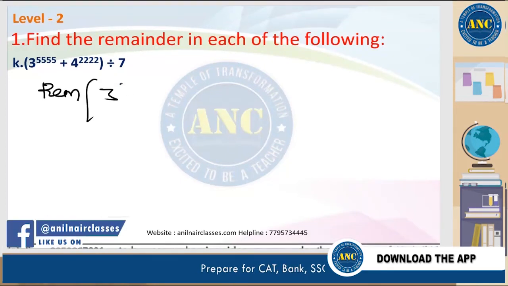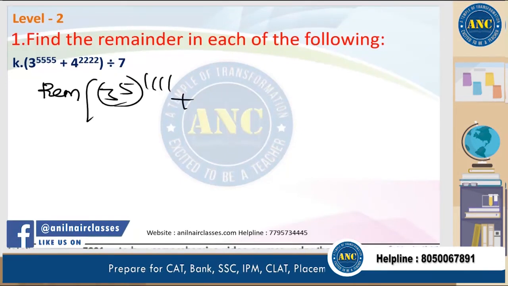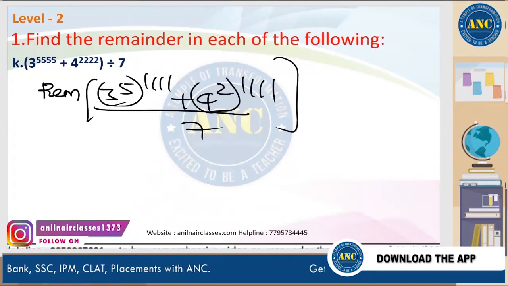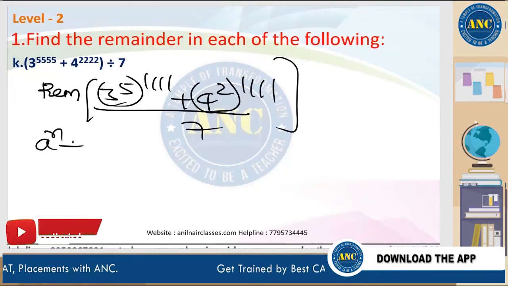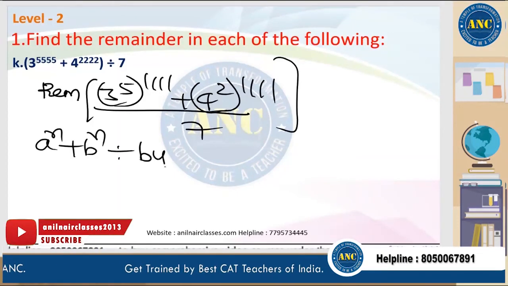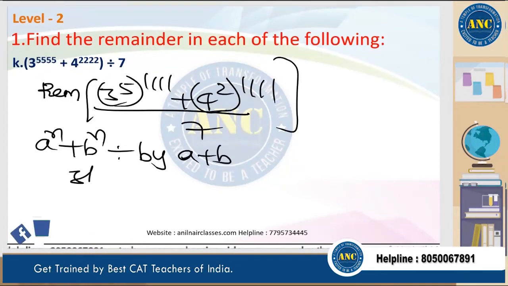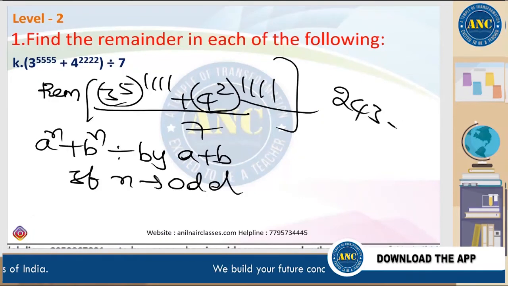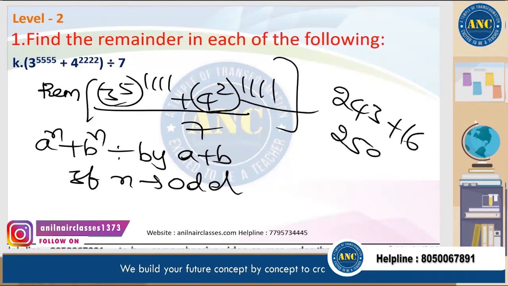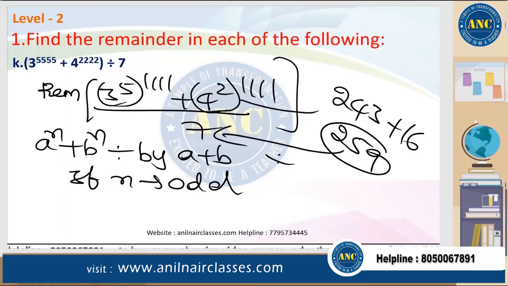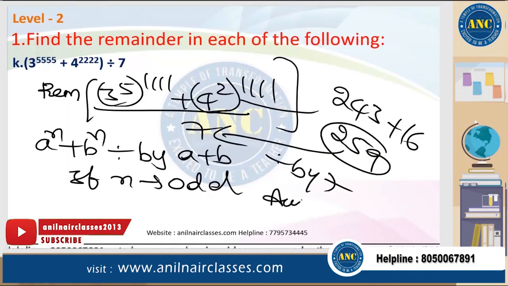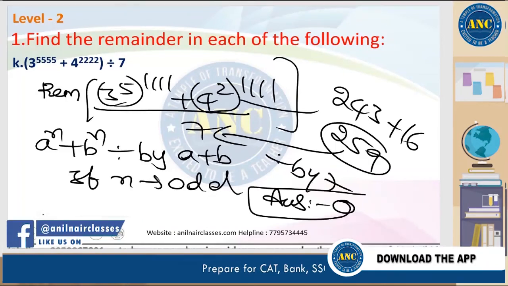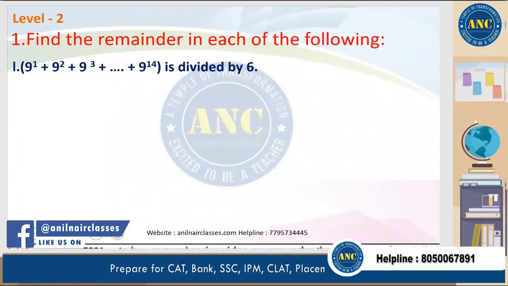3 power 5 power 11111 plus 4 square power 11111 divided by 7. Are you all with me? A power n plus b power n is always divisible by a plus b if n is odd. So this is nothing but 243 plus 16, which is 259. Any number divisible by 259 is also divisible by 7. So answer 0. Very, very easy question.